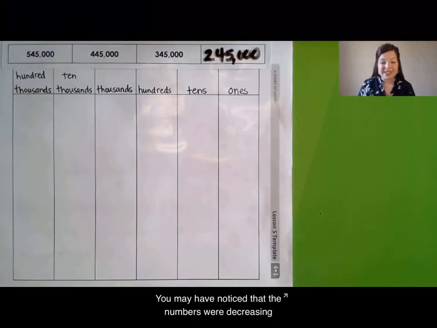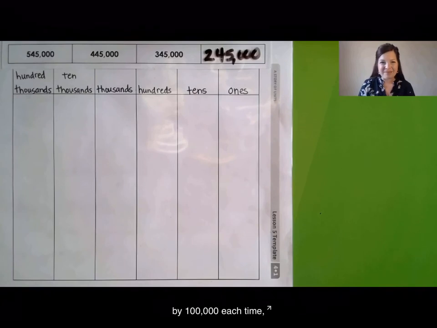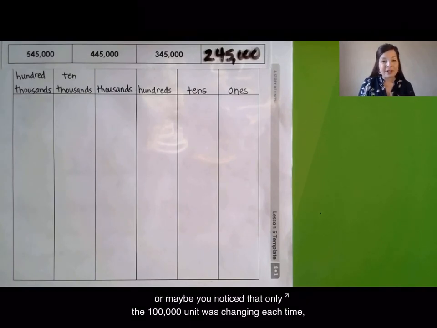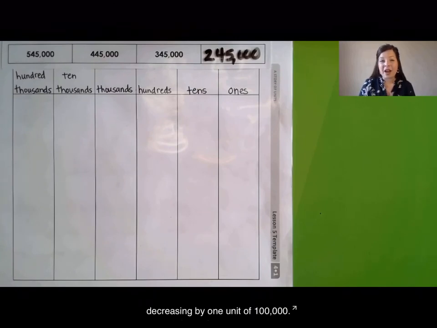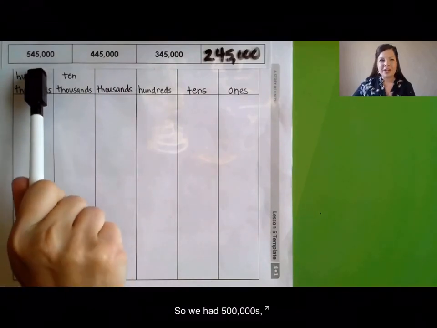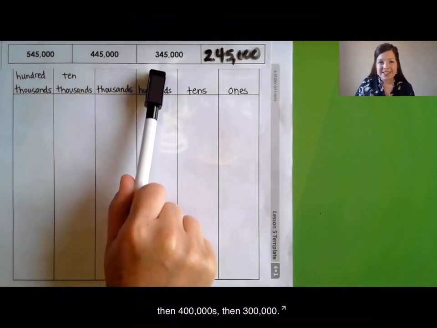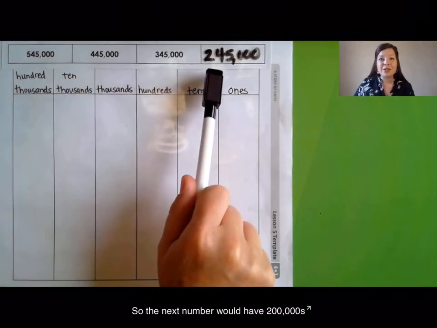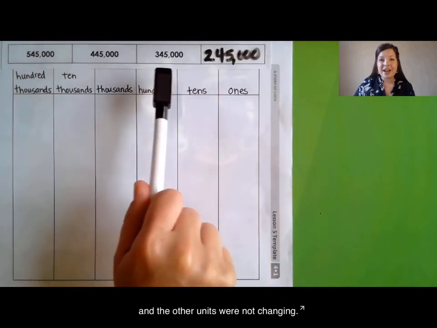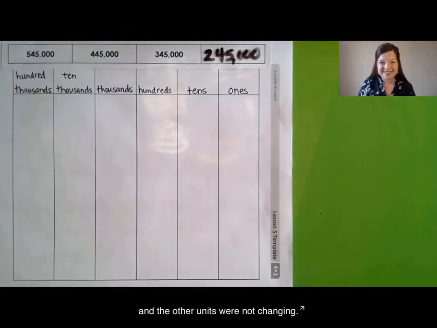You may have noticed that the numbers were decreasing by 100,000 each time. Or maybe you noticed that only the 100,000 unit was changing each time, decreasing by 1 unit of 100,000. So we had 500,000, then 400,000, then 300,000, so the next number would have 200,000. And the other units were not changing.